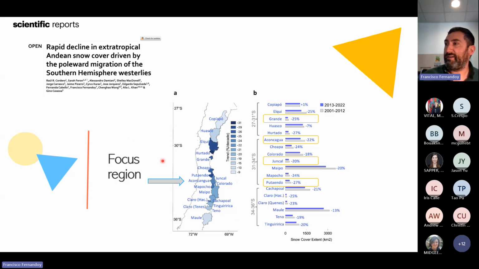Also, there is not only an event that is occurring, but we also see a tendency in the decrease of snow cover areas in the mountains. This paper was released a few weeks ago, showing that it's not only, like I said, an isolated event, but it's also a tendency that we're observing. And we see that in these basins that are mostly feeding water resources to this most populated part of the country, snow cover is decreasing by around 20 to 30% in the last decade.